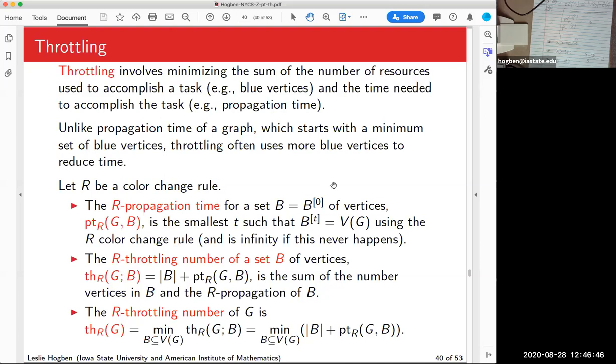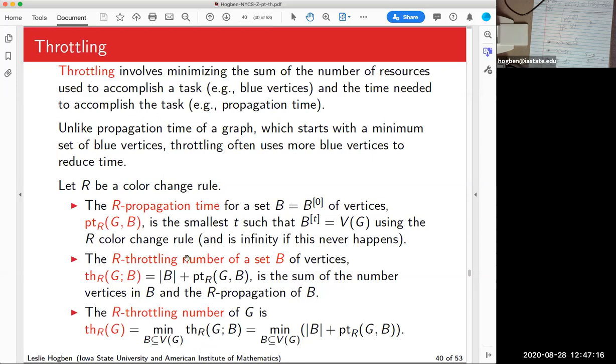And we often start with a larger set of blue vertices. And we say that the R throttling number, and here we think R is standard, PSD, or skew, of a set of vertices is the sum of the number of vertices and the R propagation time. And the R throttling number of the graph is the best you can do over all sets.